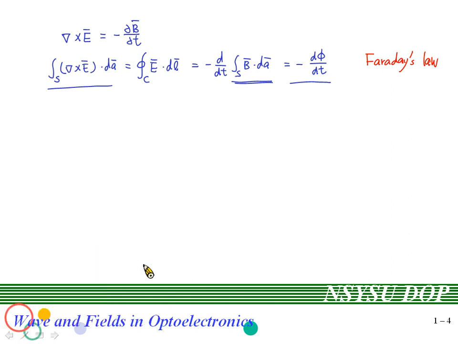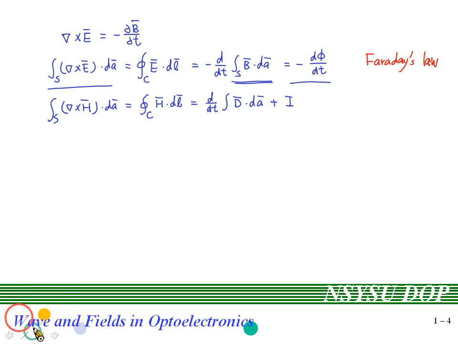Following a similar way, we can consider the second curl equation, curl H. Also, we perform the surface integral over an open surface here, and by Stokes' theorem, we know that this will become the integral of H dot dl along the closed contour C. And for the right-hand side, you will have d/dt of the surface integral of D dot dA, plus the surface integral of J, and we know that J is the current density, so the surface integral of J will become the current I.